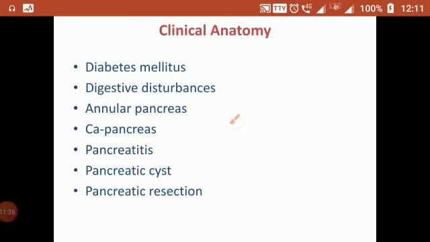So diabetes mellitus is the condition in which there is deficiency of insulin. Then the deficiency of the pancreatic juices or the enzymes causes digestive disturbances. The annular pancreas is a developmental anomaly where a ring of pancreatic tissue surrounds and obstructs the duodenum.